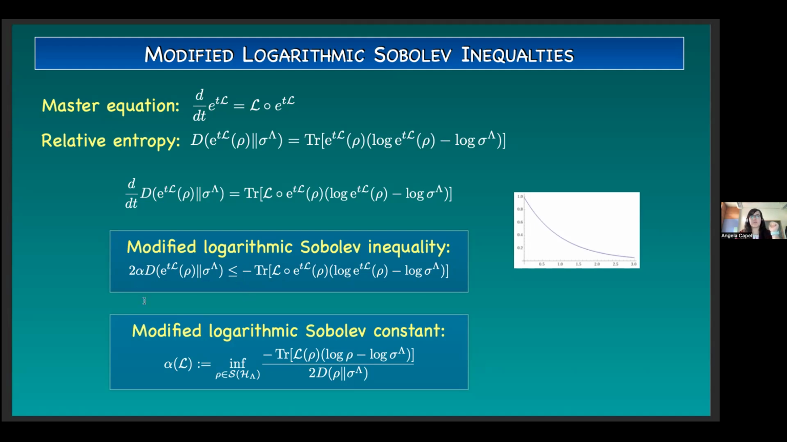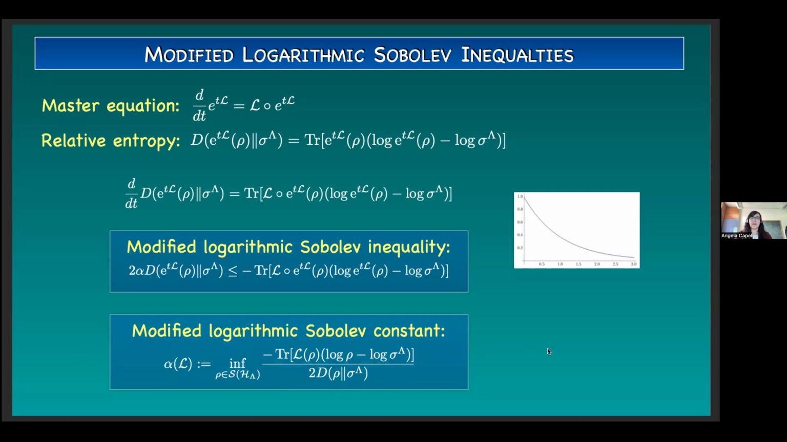And when this is true, and alpha, of course, is not 0, because you can always put a 0 here, but this is not useful at all. When alpha is not 0 and you can define this quantity, then the optimal alpha for which this is true is called the modified logarithmic Sobolev constant. It's given by the natural quantity that you could imagine: optimizing the quotient between the right-hand side and the left-hand side, so essentially taking the infimum over, now forgetting about the time, any possible state rho, where sigma lambda is the fixed point of our evolution all the time. This is how you define a modified logarithmic Sobolev constant, which is the optimal constant for the modified logarithmic Sobolev inequality.